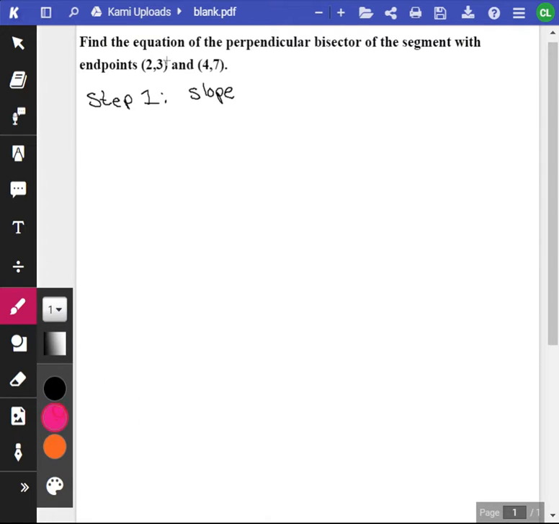So remember we go x1, y1, x2, y2. So m is equal to y2, 7, minus y1, 3, over x2, 4, minus x1, 2. So we get 4 over 2, which just equals 2.